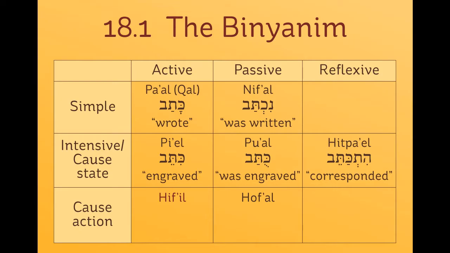All right, hifil means to cause an action. It's distinguished by the initial he. If katav means to write, hichtiv means to dictate. So I cause you to write, you write what I say. That works. And hofal, it has the initial he prefix, but it's distinguished by the initial o type vowel. So if hichtiv means to dictate, hochtav means was dictated.